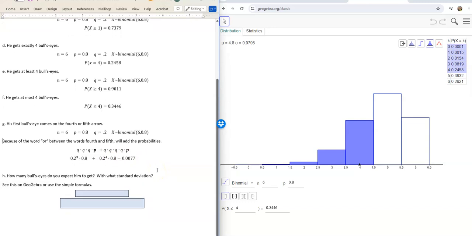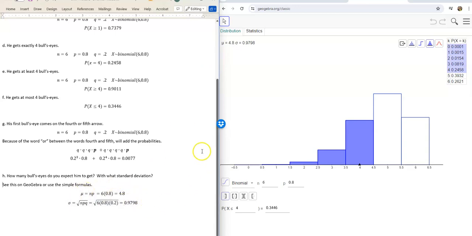Now, if it asks you how many bullseyes do you expect him to get, that would be the average or the expected value of that, and that's a very simple formula. It's just n times p. Our n was 6 and our p was 0.8, so we would expect to get 4.8. Look up here, that already is given, so you don't really have to do that calculation if you remember that it's right there on GeoGebra already. But if you didn't remember that, you could do that very simple formula to get it.